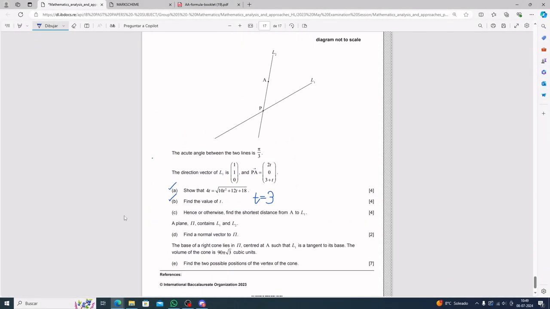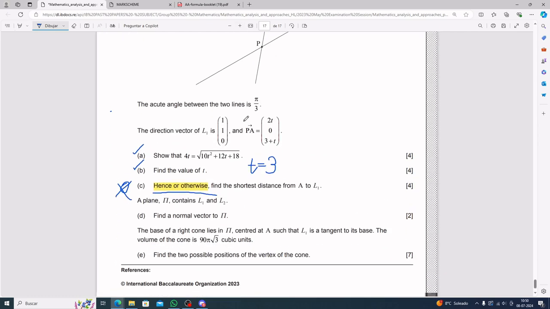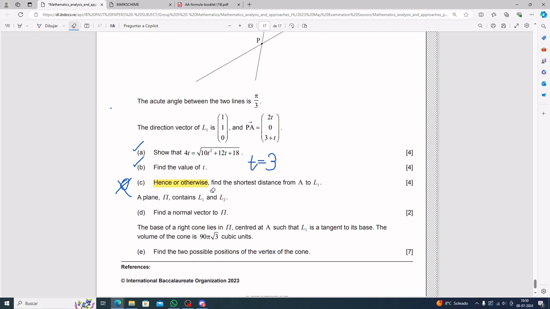All right, you guys, and now for part C, they tell us with these very important words, hence or otherwise. So basically, using from before, hence or otherwise, find the shortest distance from A to L1. So, because it says hence or otherwise, it is key information that what we found in part A and part B is going to be 100% relevant for part C. So this is a big, big hint that, dude, whatever you used before is essential. It is very, very important. So we did find out earlier that t equals 3.